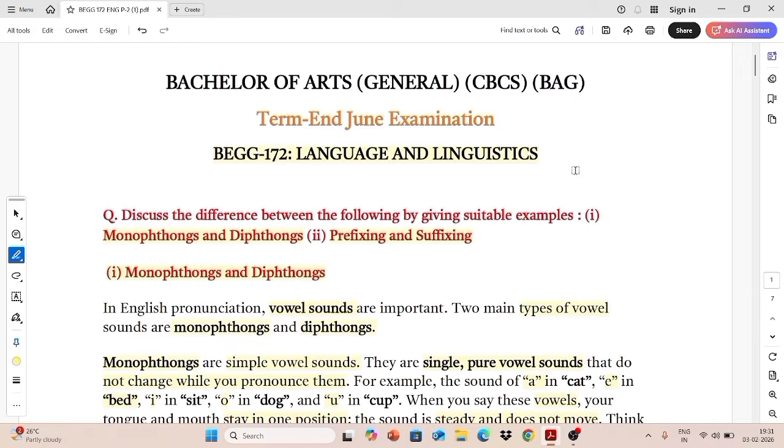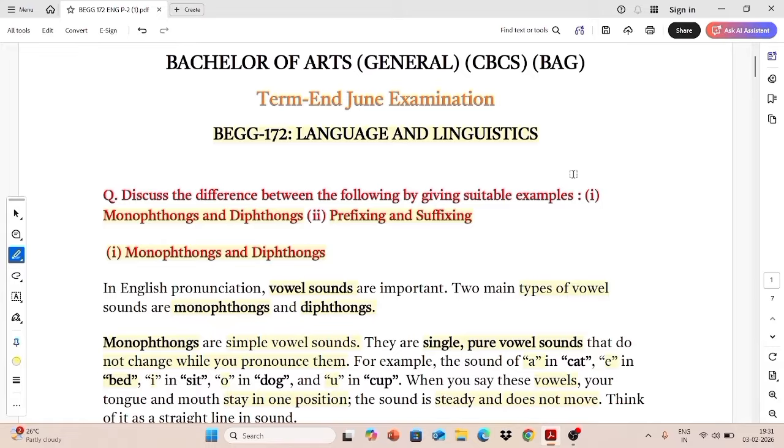We began with the vowel sounds, understanding the difference between monophthongs and diphthongs. This is important because correct pronunciation starts with knowing how sounds are formed. Monophthongs are steady single sounds, as we have already discussed, while diphthongs glide from one sound to another. This small difference helps us speak more clearly and recognize patterns in spoken language.